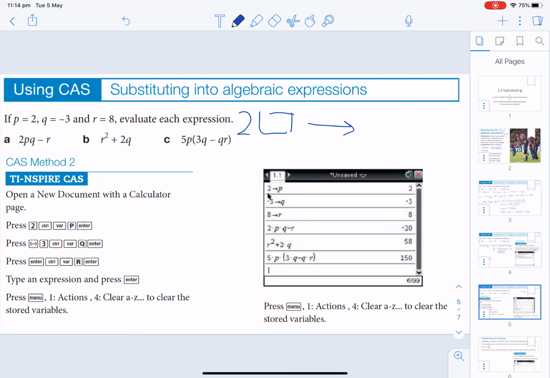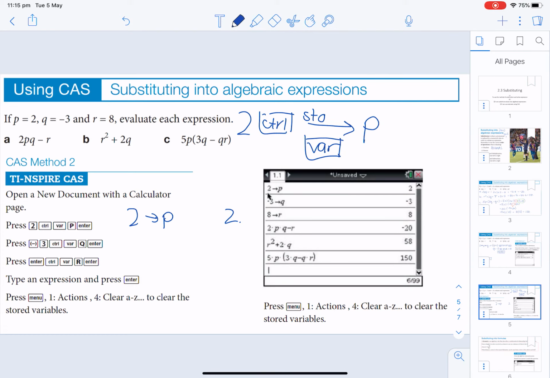Then you would press your control button. And then there's a button that has a little arrow across the top of it. It says STO. It's your variable button. So you would press that, and then you'd press P. And then you'd end up on your calculator having 2 arrow P, and then your answer would be 2, implying that P has been allocated the value of 2.